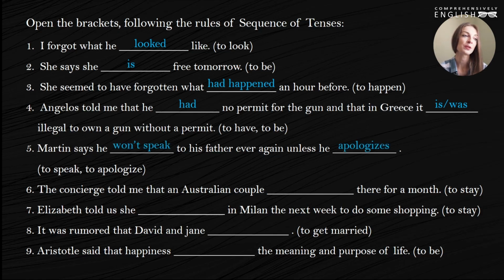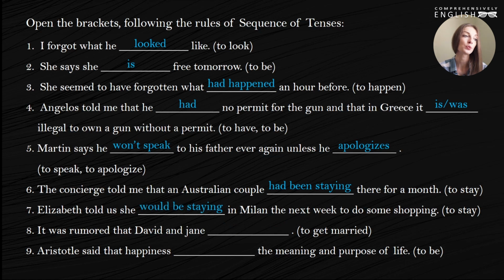Martin says he won't speak to his father ever again unless he apologizes. Unless he apologizes is a conditional clause, so even if we speak about the future, we cannot use a future tense. We must use the present simple tense. The concierge told me that an Australian couple had been staying there for a month. The past perfect progressive is used in the subordinate clause because this action preceded the action in the main clause, and the action in the main clause is in the past simple tense.